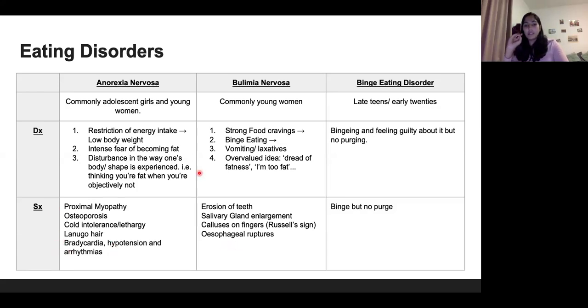So are, well, it's not here, but so are people who suffer from bulimia. So these patients will have regular ECGs. Bulimia is a strong food craving followed by binge eating, and again, it's sort of in thoughts about dreading being fat, and it can have more physical things that you see. So you can see Russell's sign, which is calluses on the finger because you've been scraping the back of your throat, and salivary gland enlargement and erosion of teeth, and even esophageal ruptures. You could end up with an upper GI bleed.